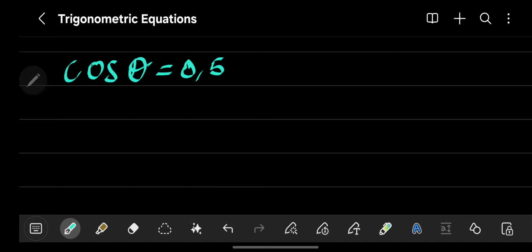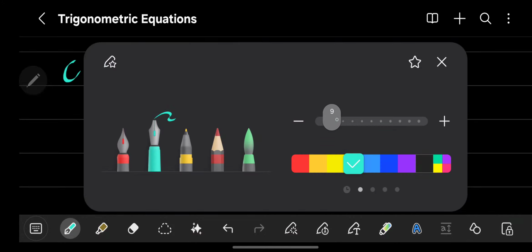In this example, we start straight from here. Cosine theta equals how much? It equals 0,5. In order to do this, we will make use of arccosine. Now you have 0,5, you have a cosine there. So our aim is to calculate this angle, right? So for us to get this angle, this is how we are going to attempt it.